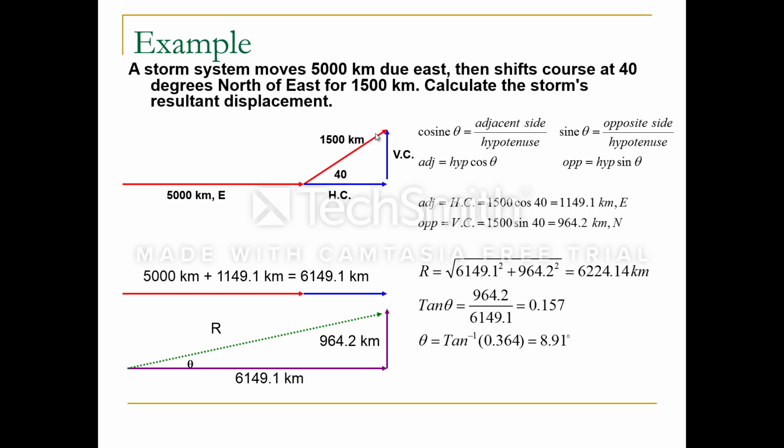Again, make sure your calculator is always in degrees. So my final answer is 6,224.14 kilometers at 8.91 degrees north of east.